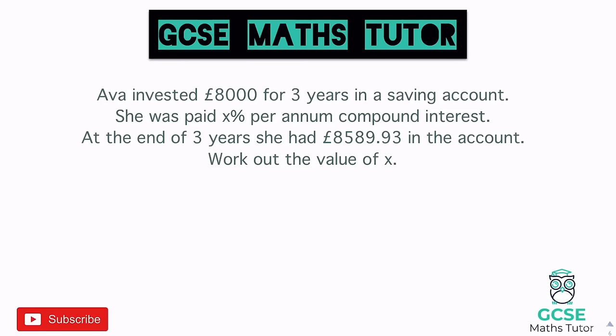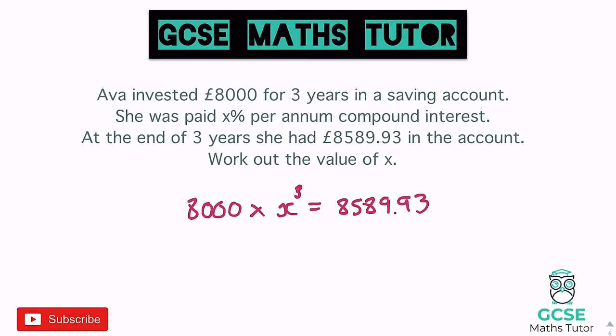So if we take the same approach here, trying to write down what we know, we've got £8,000. We're going to multiply that by X percent, which we don't know what it is, so let's just put X in there. It's going to be to the power of 3, and it's going to give us the answer, £8,589.93. Now again, we could just guess numbers, remembering it's going to be a 1 point something number.